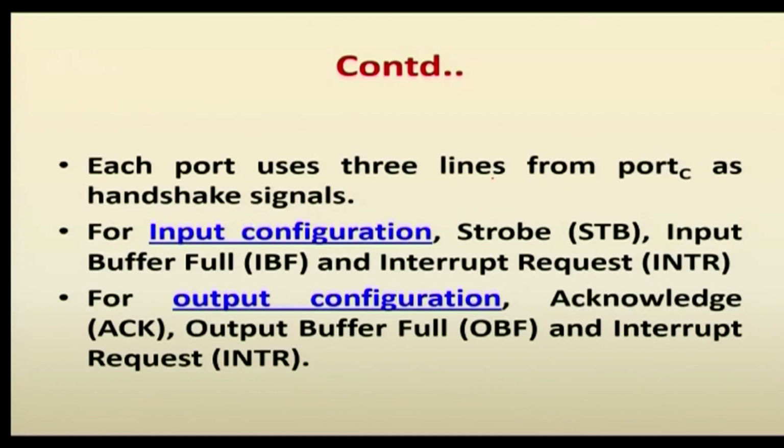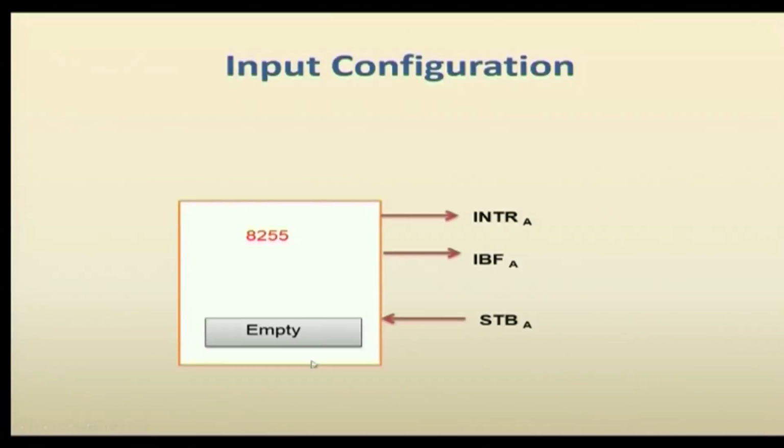For input, port C provides 3 handshake signals, named strobe, input buffer full and interrupt request. These 3 signals are interfaced from the input device to the microprocessor via the 8255. So, how will these 3 signals be used? Now the 8255 is available with an empty buffer, which is used to get the data from the input device. The input device is connected with the strobe, input buffer full and INTR. Here we consider port A, that is why I have written A.